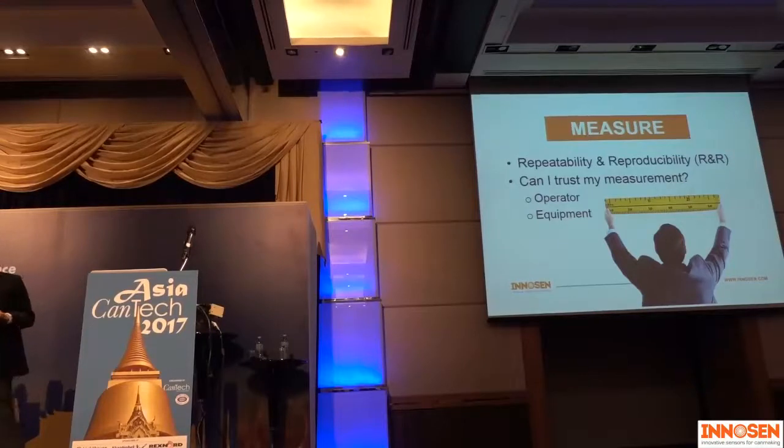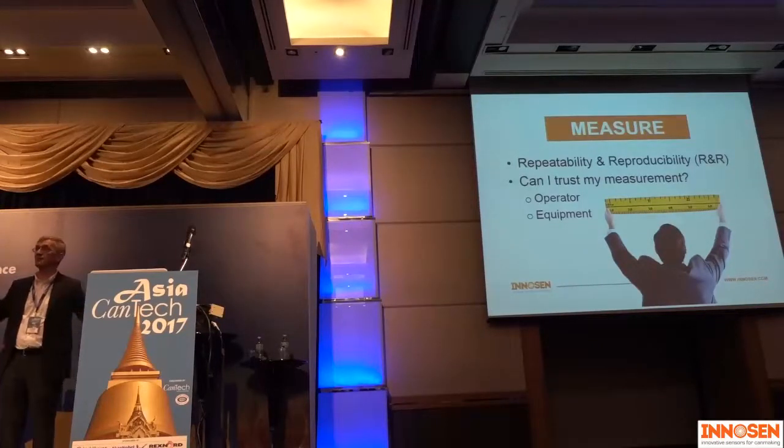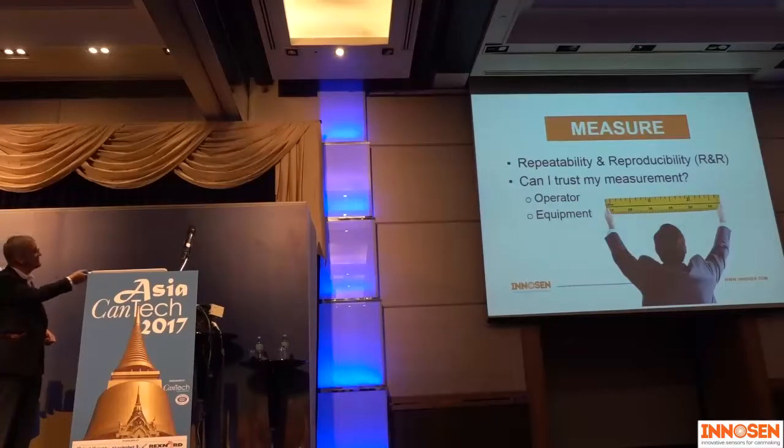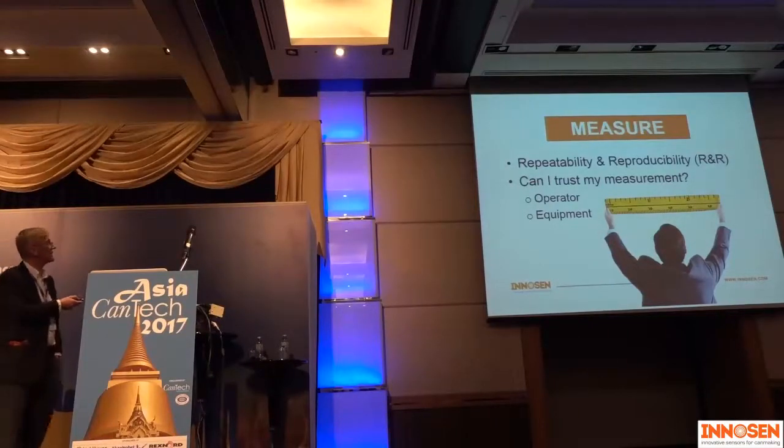So R&R is a percentage, and it expresses the total error of the gauge relative to how accurately you want to control your process. So a gauge that's perfectly suitable for one process, that for example has a big tolerance, might not be suitable to control another process that has a much smaller tolerance. So the first thing is you determine the R&R.